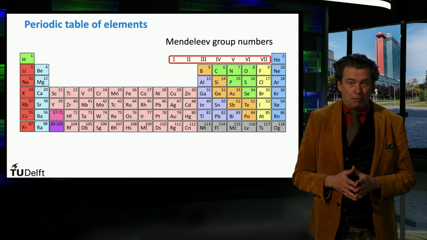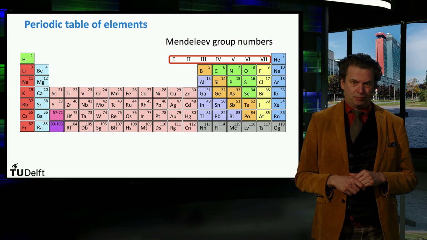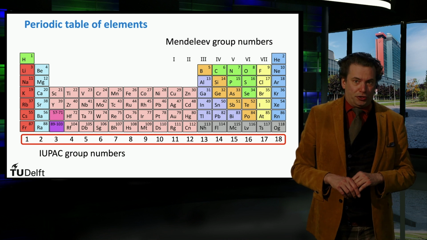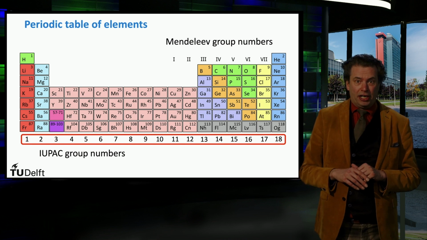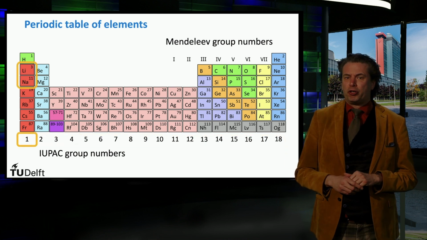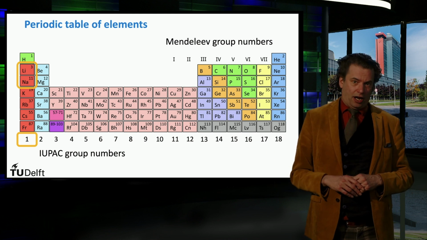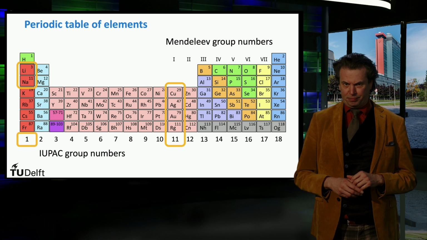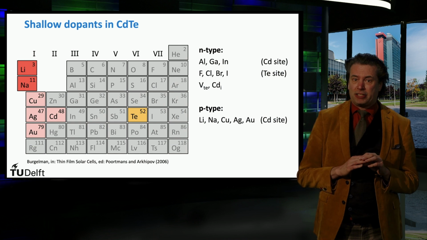Within this field, the Mendeleev grouping of the periodic table is used, indicated with the Roman numbers. The numbering convention by the International Union of Pure and Applied Chemistry, abbreviated with IUPAC, goes from 1 to 18. Both lithium and sodium are in group 1 in the IUPAC numbering convention, which are the alkali metals, but have the same valence electron configuration as elements in group 11. This is why lithium and sodium can be used for P-type doping of cadmium telluride.